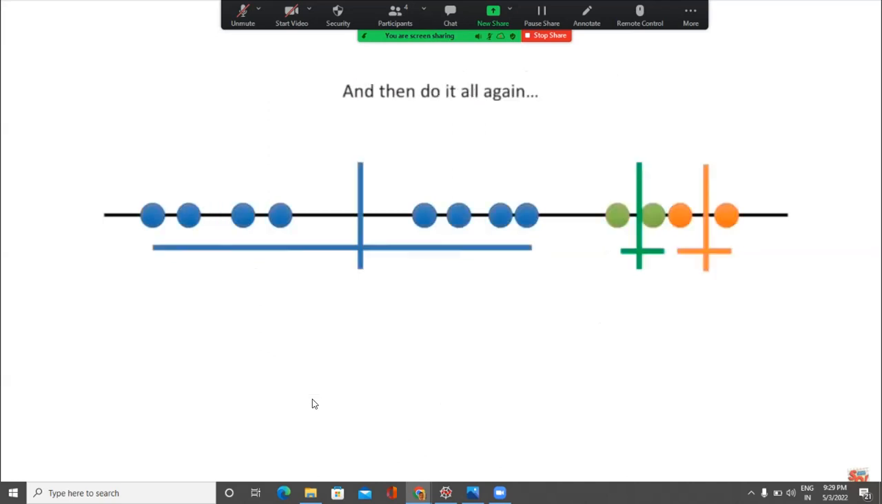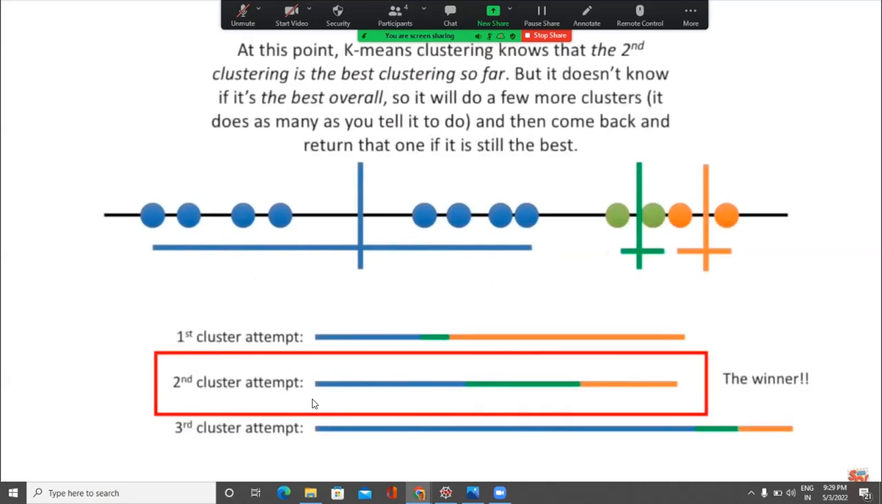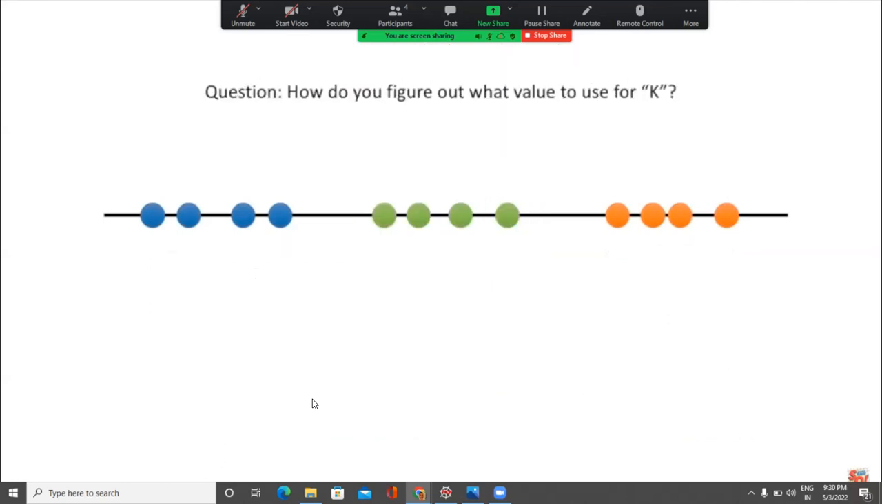And then we do it all again. At this point, k-means clustering knows that the second clustering is the best clustering so far, but it doesn't know if it's the best overall. So it will do a few more clusters. It does as many as you tell it to do, and then come back and return that one if it is still the best. Question: how do you figure out what value to use for k?